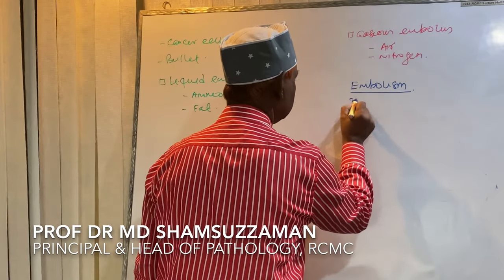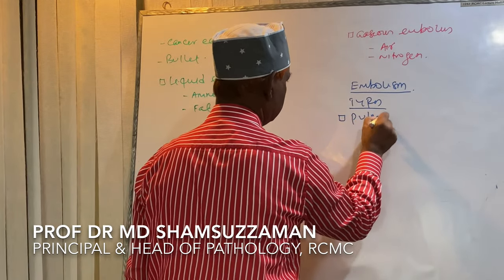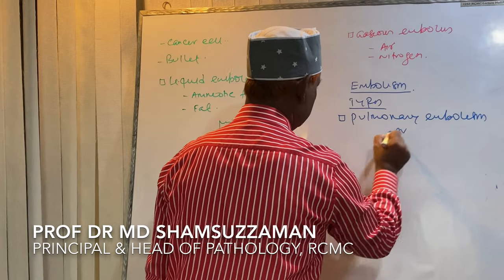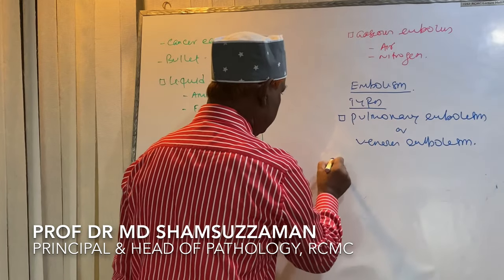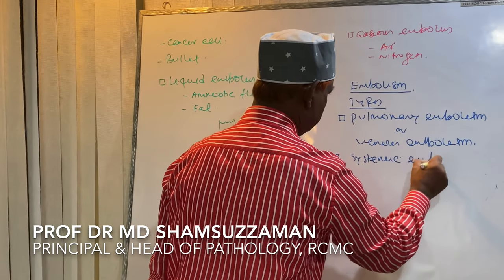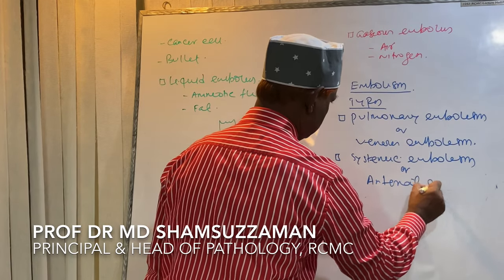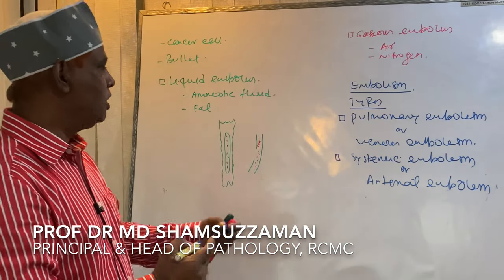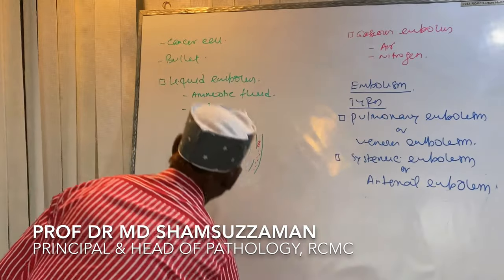Types of embolism. One is pulmonary embolism or venous embolism. Another is systemic embolism or arterial embolism. So the process of impaction, that is embolism, may be pulmonary embolism, also called venous embolism, or systemic embolism or arterial embolism.